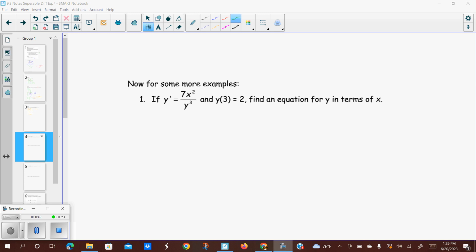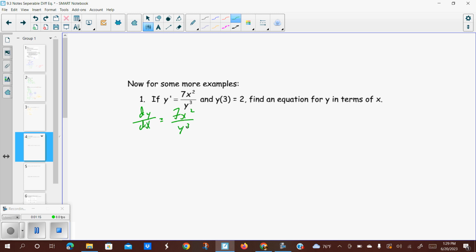Okay, so let's see. If y prime is 7x squared over y cubed, and y of 3 equals 2, find the equation for y in terms of x. So we are trying to solve this separable differential equation. Again, we need to change the y prime into dy over dx first. So let's do that. 7x squared over y cubed. We're given the initial condition, so we'll be able to find c once we do this.